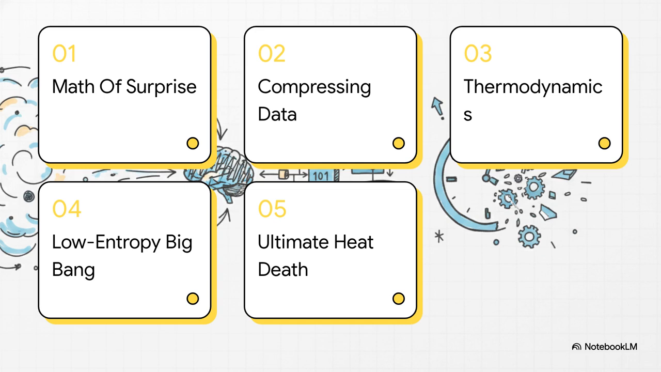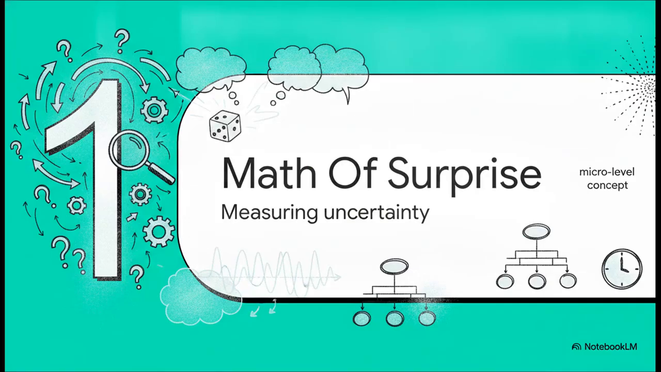Okay, let's just dive right into our roadmap. We'll start with the mathematics of surprise, then move into how we compress our digital world, reveal a massive thermodynamic plot twist, rewind all the way back to the low-entropy Big Bang, and finally, look ahead to the ultimate heat death of the universe. All right, Section 1, the mathematics of surprise.